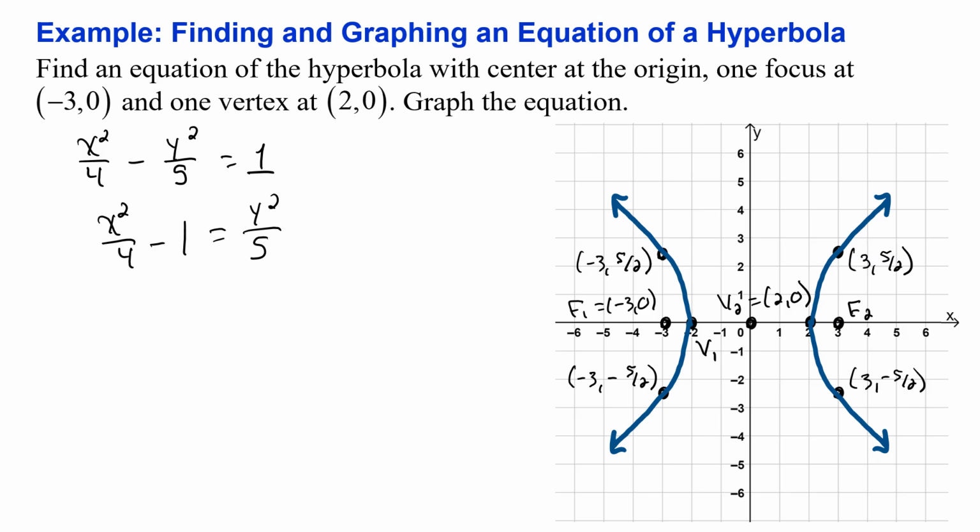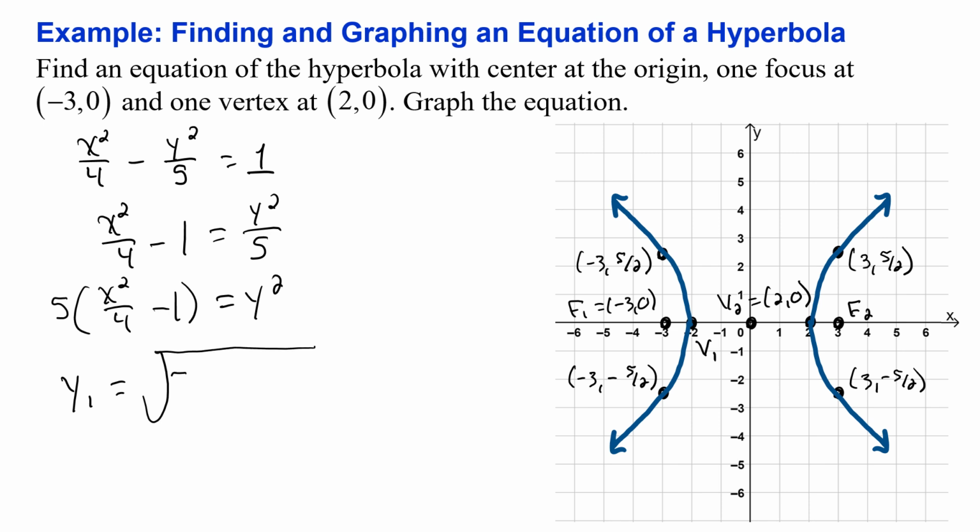Now if we multiply both sides of the equation by 5, we have 5 times the quantity x squared divided by 4 minus 1 equals y squared. So using the square root principle, we would take the square root of both sides and end up with a plus or minus square root. Well, in other words, we would graph the two functions y1 equals square root of the quantity 5 times the quantity x squared over 4 minus 1.